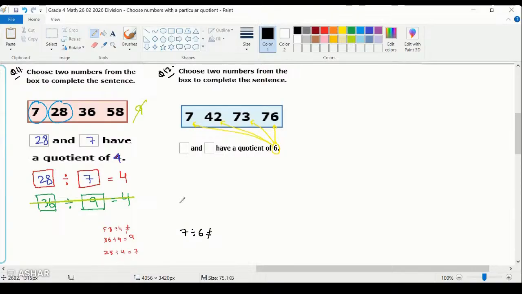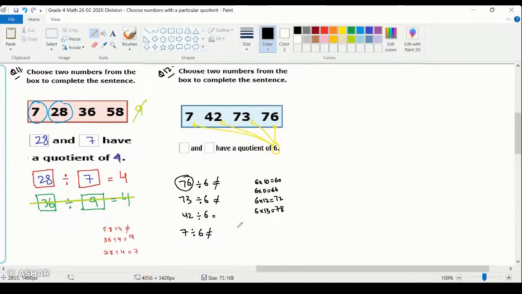If we say 73 divided by 6, we will not have an answer. 76 divided by 6 or 42 divided by 6, right? 6 times 10 is 60. 6 times 11 is 66. 6 times 12 is 72. There's 76, right? And 6 times 13 comes out to be 78. That means this is still not divisible.